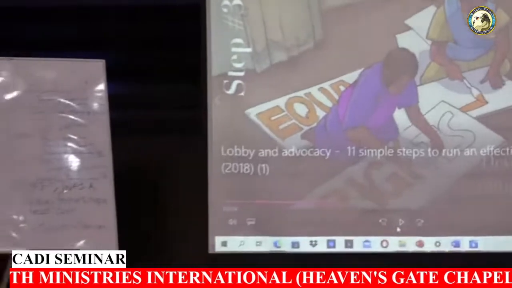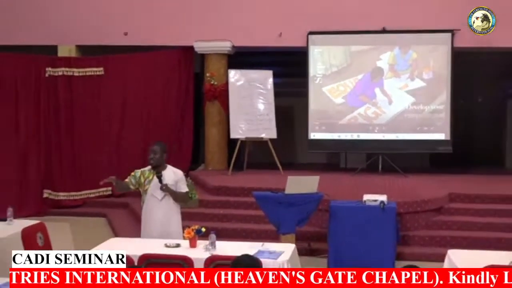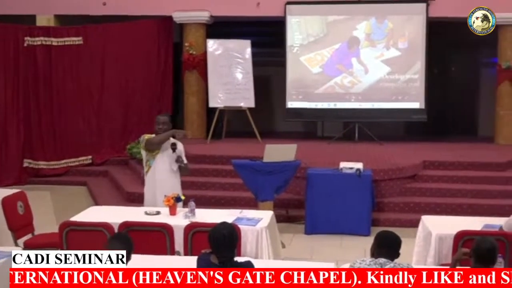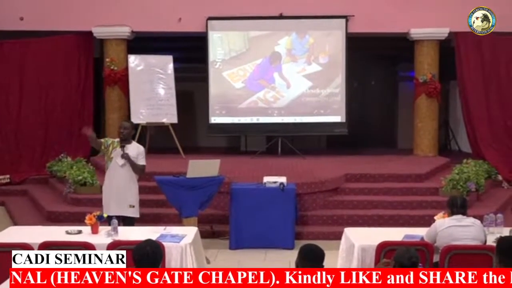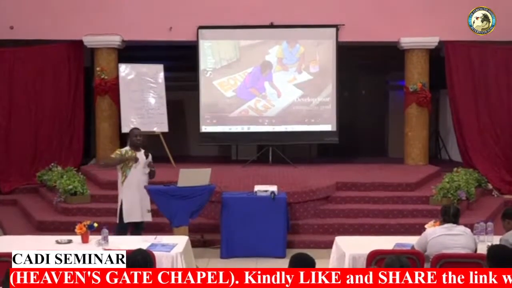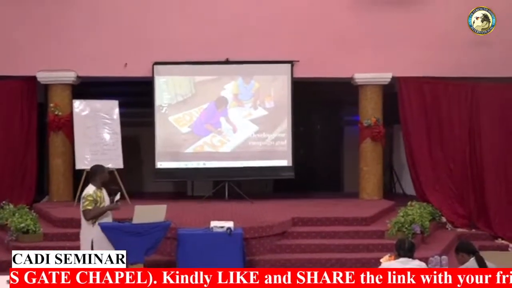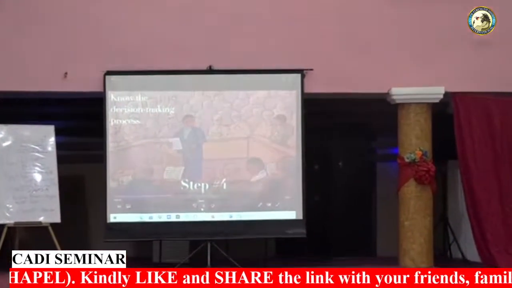You are working on something that is within what? Your sphere of influence. We've talked about that. We talked about your space, your passion, all of that. So that's what he's talking about. Whatever cause you want to lobby for or campaign for, it should be within your sphere of what? Influence, okay? That leads us to step number 4, know the decision-making process.